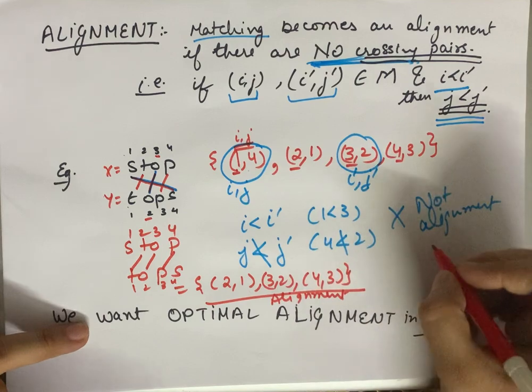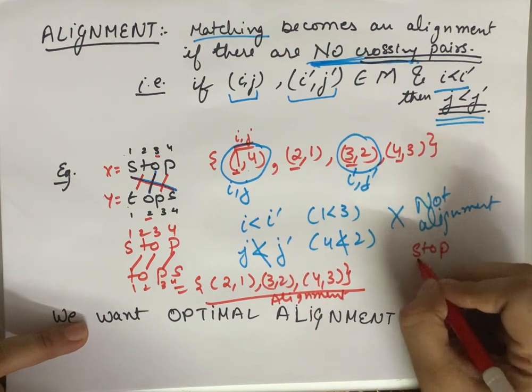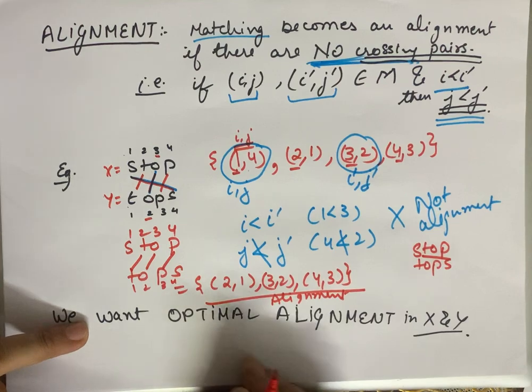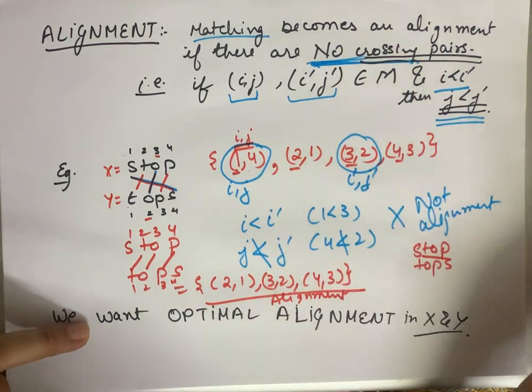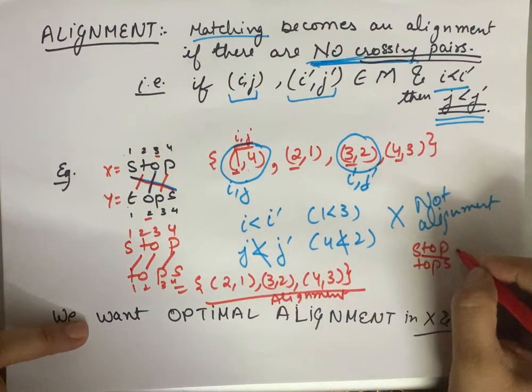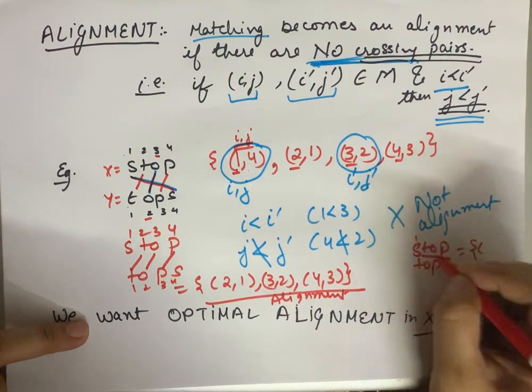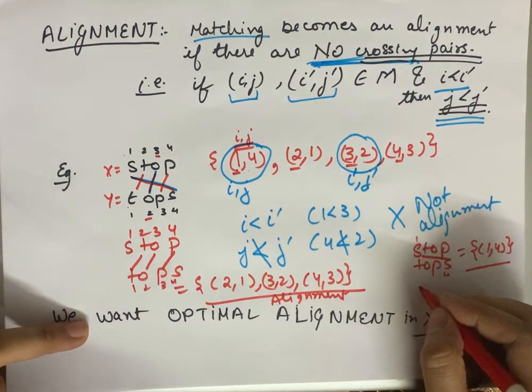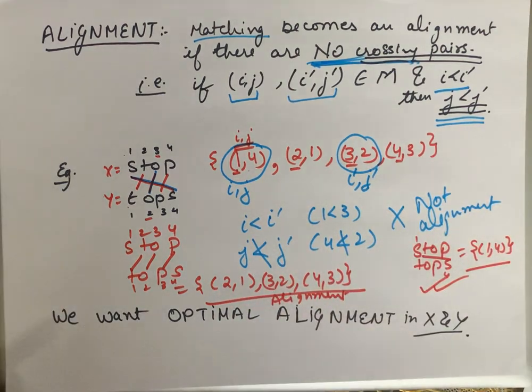Another probable alignment can be if I am having stop and tops. I am matching S with S, and I am not matching any other because otherwise it would be a crossing pair. So crossing pairs we are not looking at. Another probable alignment is 1 matched with 4, so 1, 4. This is also a probable alignment. So there are many possible alignments.